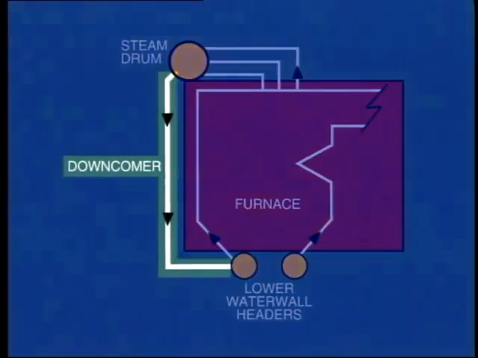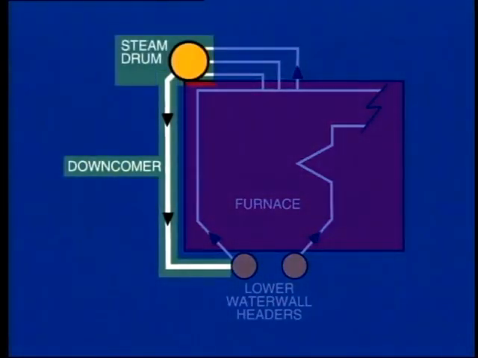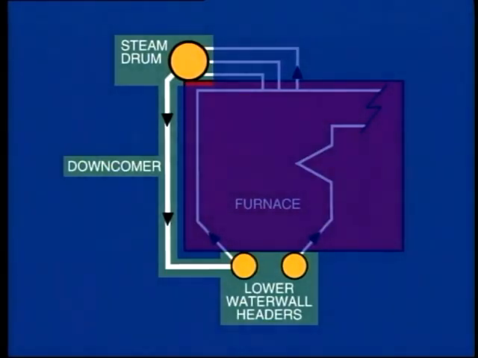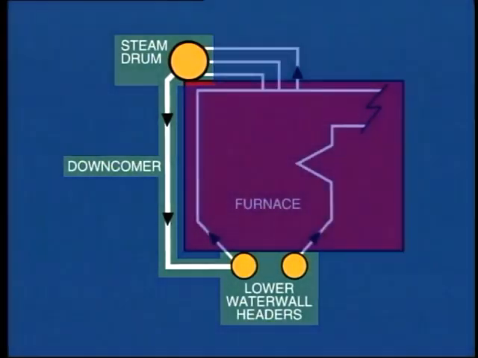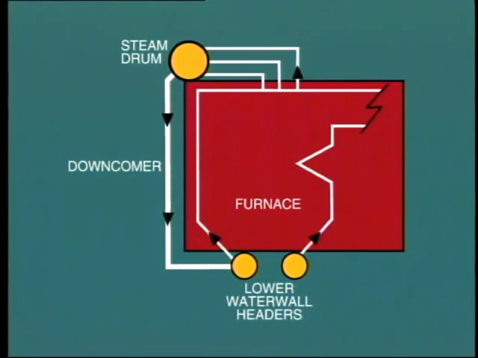On many boilers, downcomers run directly from the steam drum in the form of large diameter high-pressure piping, passing outside of the boiler casing and connecting to lower water wall headers. The objective of running the downcomers outside of the boiler is to prevent the feed water from picking up heat, which would reduce the effectiveness of natural circulation.